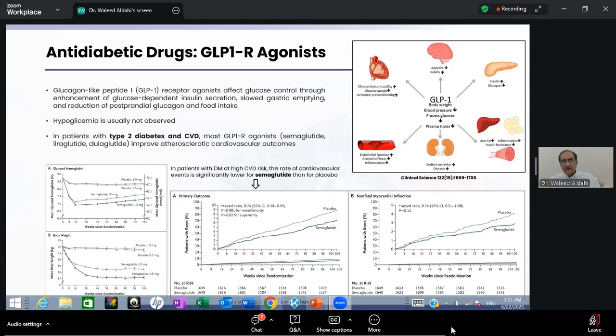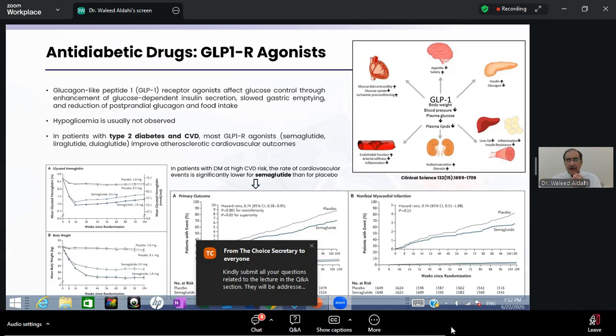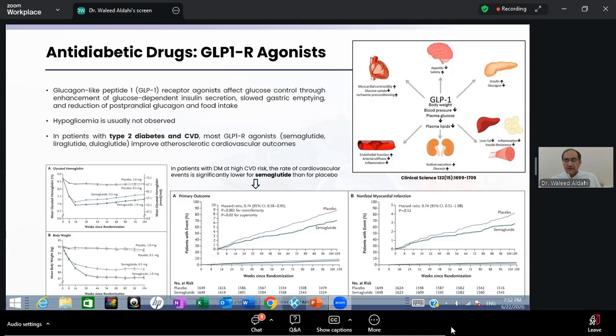And we know from trials, just to save time, I put for you several trials showing that they actually have effective HbA1c reduction, and the primary outcome of decreasing cardiovascular disease is actually proven, as we can see here from semaglutide studies.